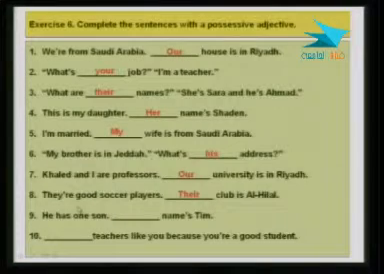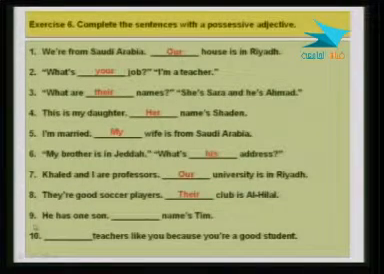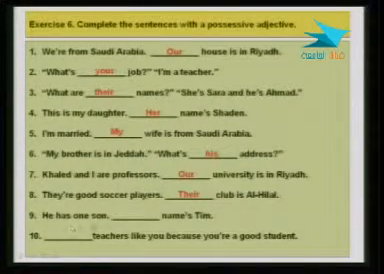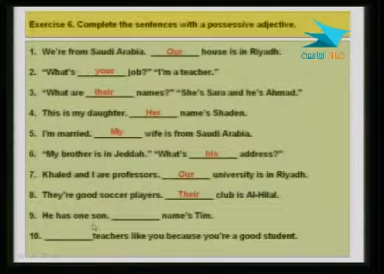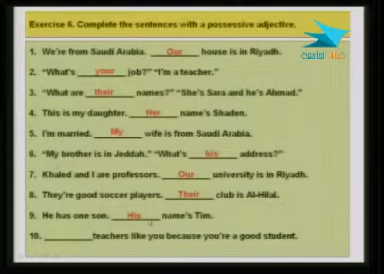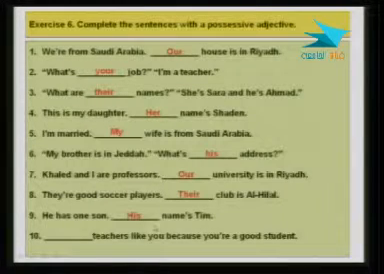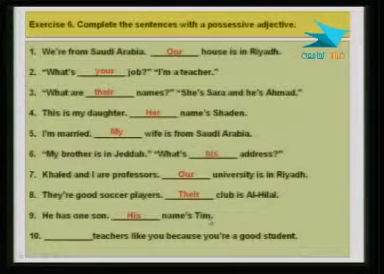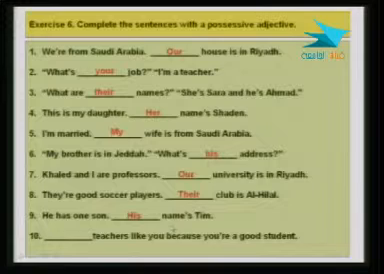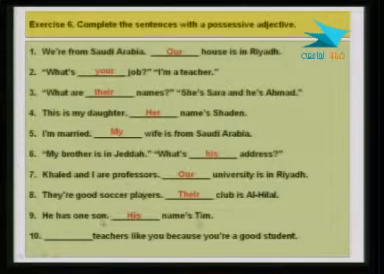And so number 9: he has one son. He has one son, and his name's Tim. His name's Tim. He has one son. That son's name is what? Tim. So his name's Tim. It means that the son's name is Tim.